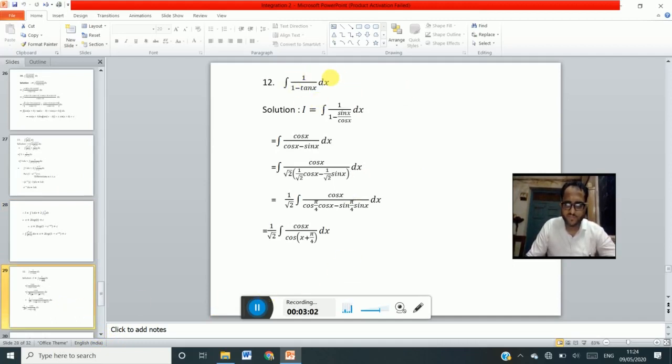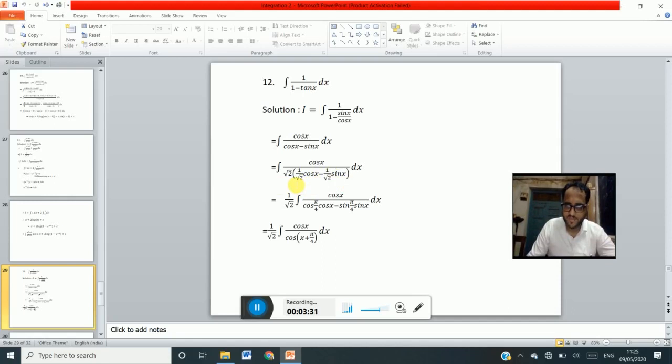Again, integration of 1 upon 1 minus tan x. Tan is nothing but sine upon cos, and if we cross multiply here, 1 into cos x minus sin x upon cos x, the denominator of the denominator cos goes to the numerator, right? Then we need the adjustment of root 2 here, that is multiplication and division by root 2, so root 2 into 1 by root 2 cos x minus 1 by root 2 sin x, right?